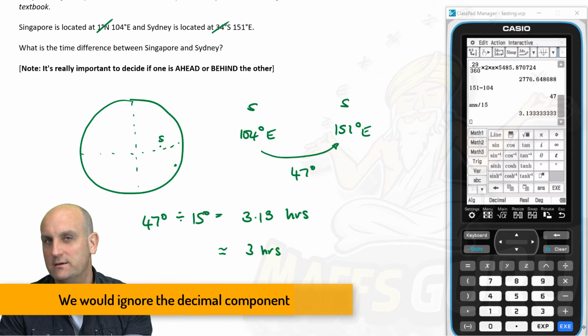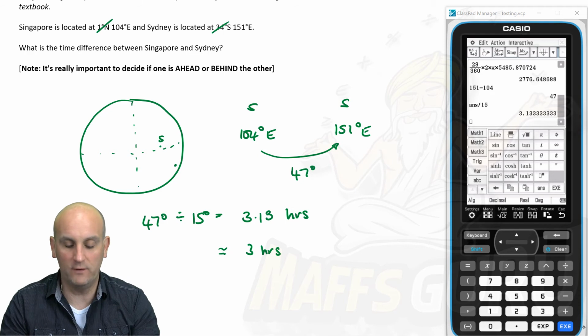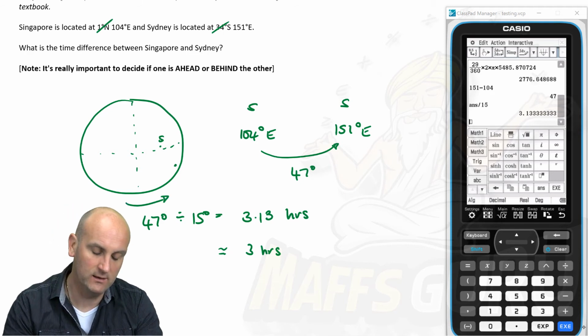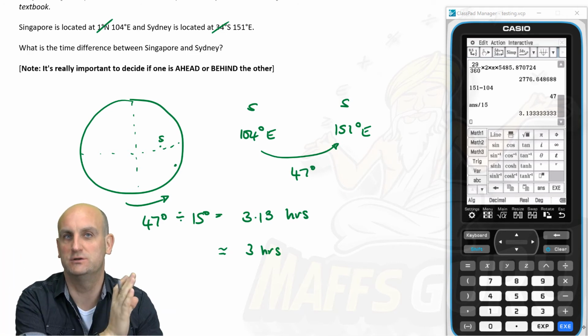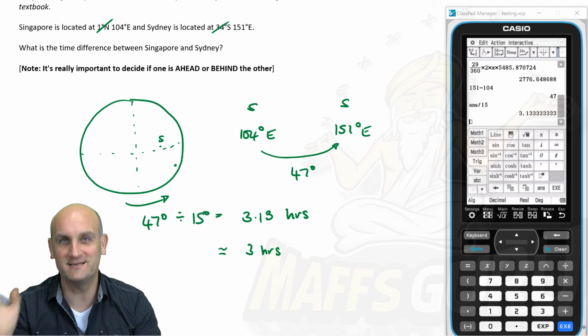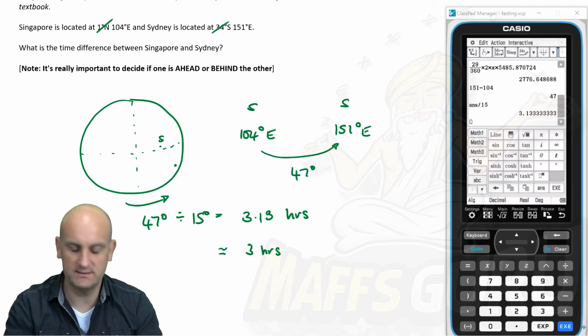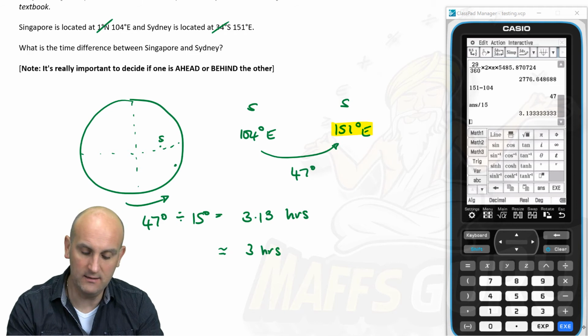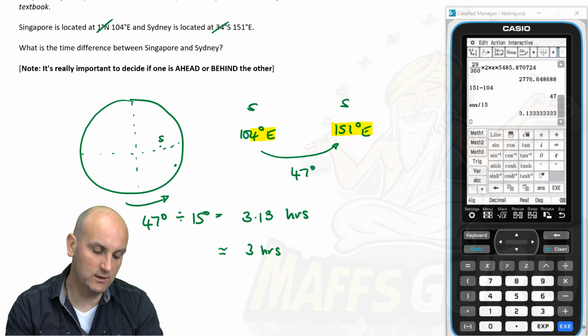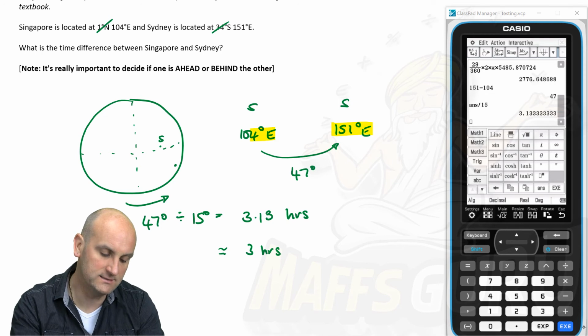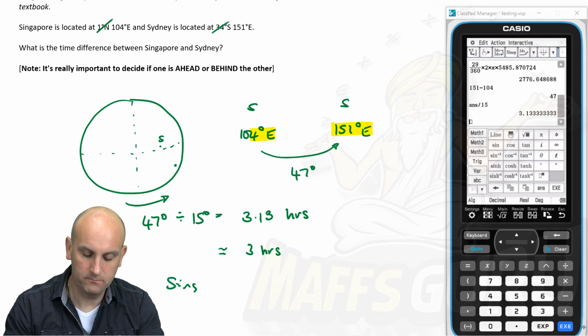But the question is, is Sydney ahead of Singapore or is it behind Singapore? Now, obviously, because the Earth rotates this way, the sun gets to the biggest lines of longitude before it gets to the smallest. So actually the sun is going to get here way before it gets to here. So in which case Singapore is behind. So what is the time difference between Singapore and Sydney? We would say then that Singapore is 3 hours behind Sydney.